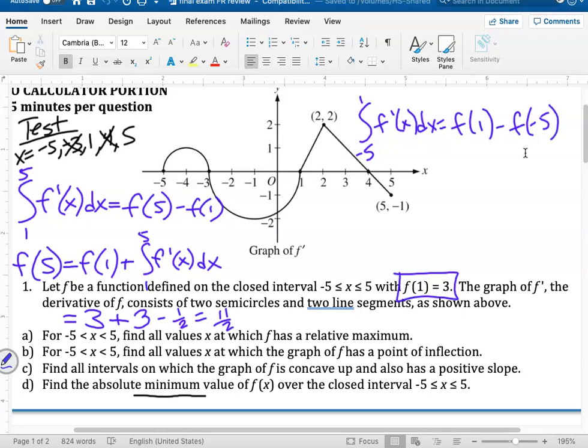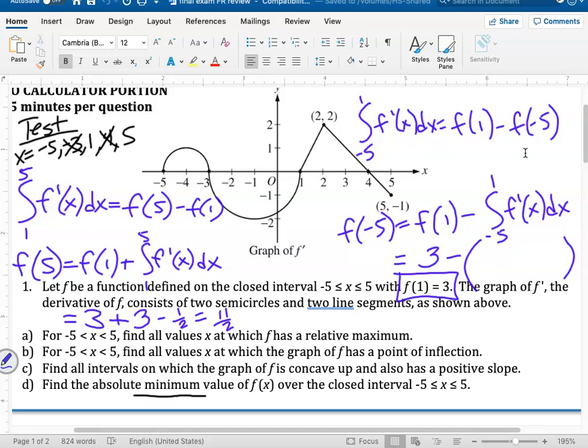So now f of -5 equals f of 1 minus the integral from -5 to 1. Why is it minus? It's because you're going kind of backwards. Because we know f of 1 and we're going backwards, that's where that negative gets thrown in. Just follow the math. The math won't lead you wrong. So anyway, f of 1 is 3. We know that. Now we got to subtract this guy, the integral from -5 to 1.